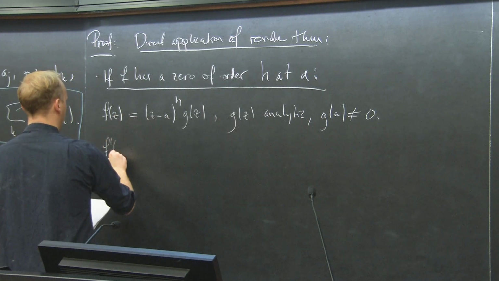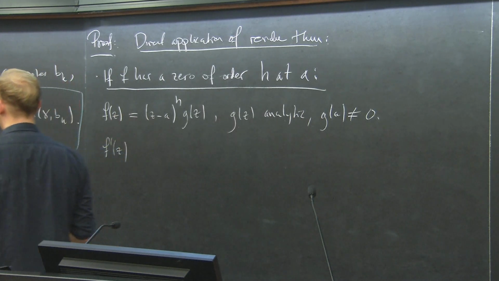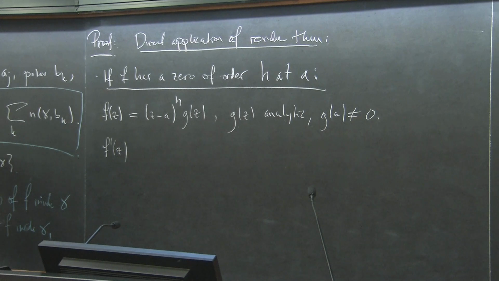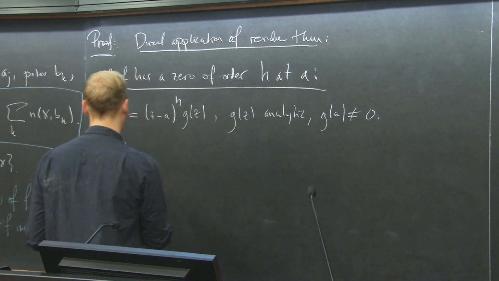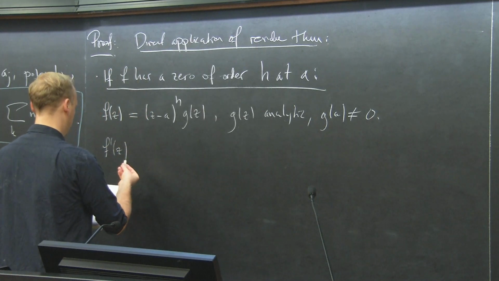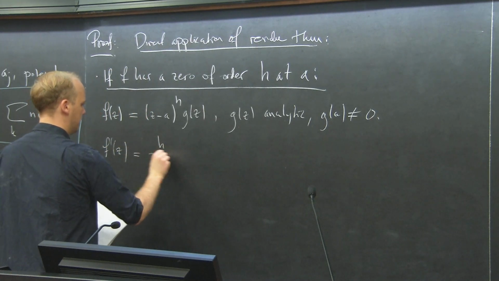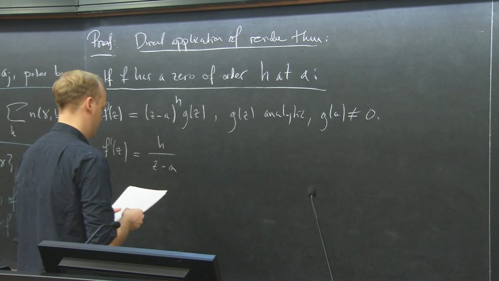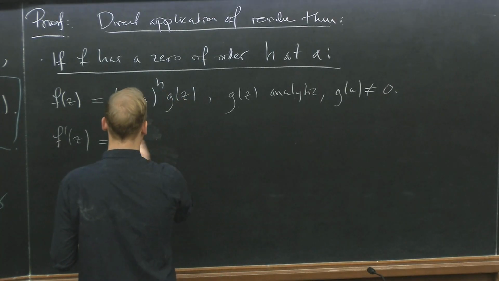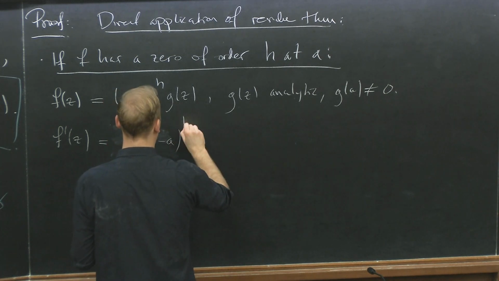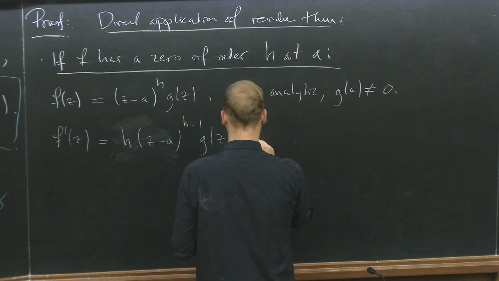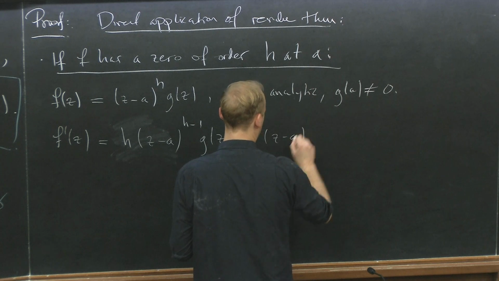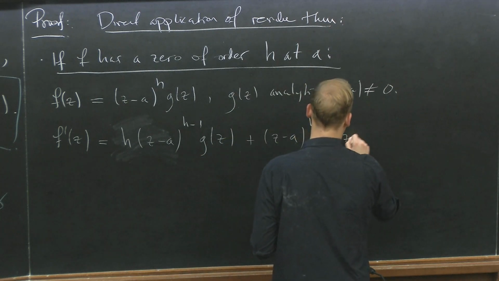So then we wanted to know what f prime over f was, because we wanted to compute this integral. So okay, f is equal to this. Then let's look at what happens to f prime. Sorry, that was one step too fast. So it was equal to h times this times g of z plus, now this is just the product rule, g prime of z.